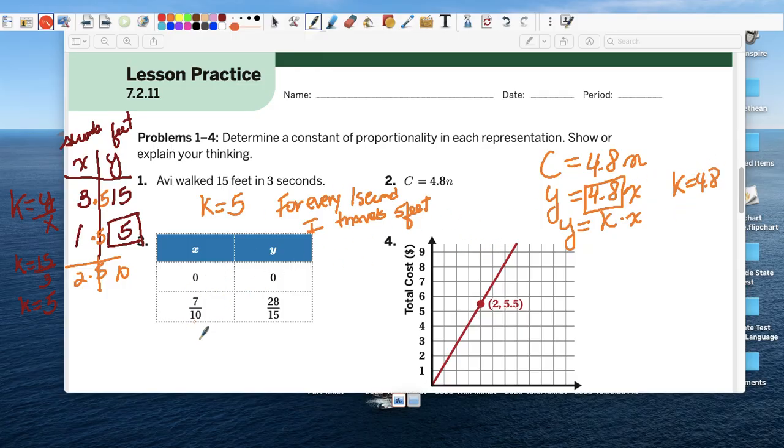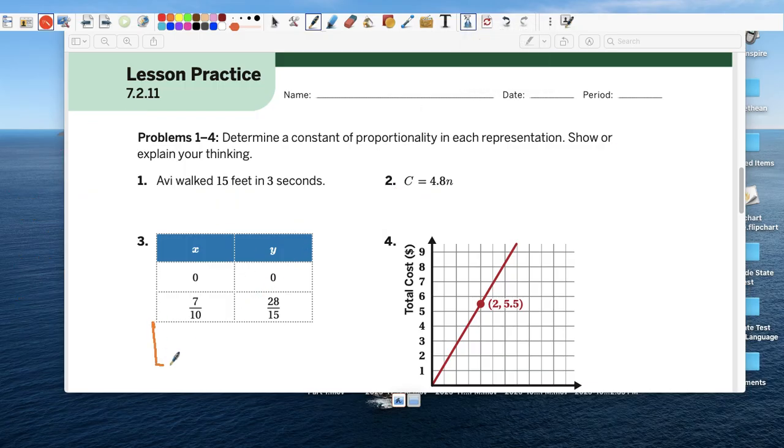Here, on the table, let me erase some of this stuff. What's my constant of proportionality? What are you multiplying this by? What's that number here? Well, the only pair that I can use is this, 7 over 10 and 28 over 15. So again, k equals y over x.